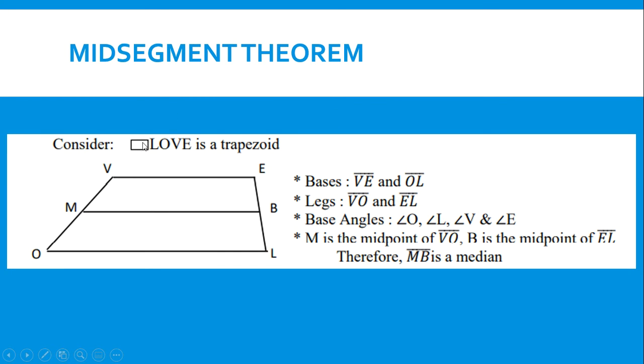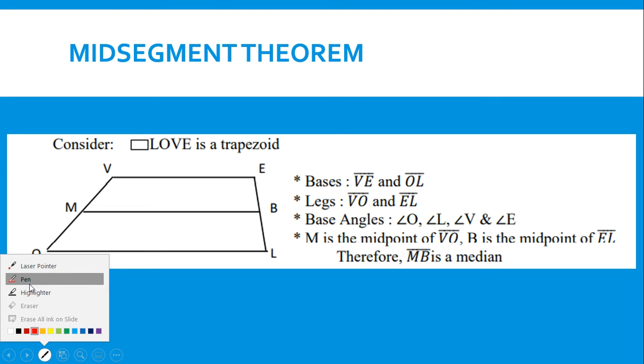Okay, so let's consider the quadrilateral LOVE. And we know that the quadrilateral LOVE is a trapezoid. Then we have the following list of information based on the given figure. First, the bases. What are the bases? Line segment VE and line segment OL. So again, what are the bases? VE and OL. VE and OL are parallel to each other.